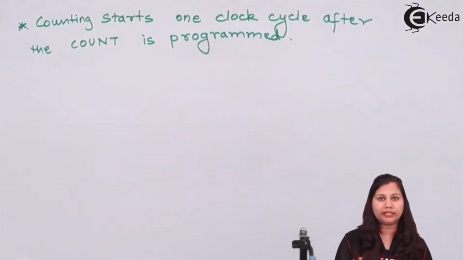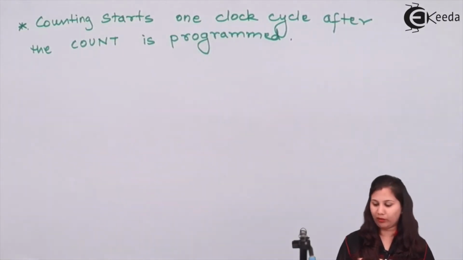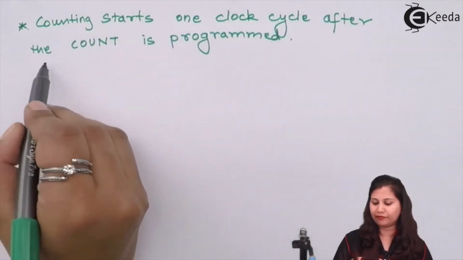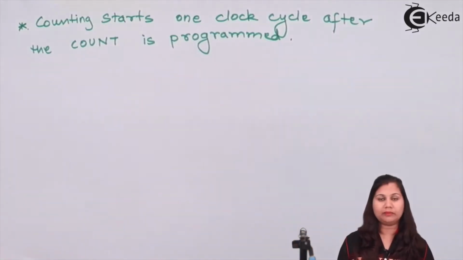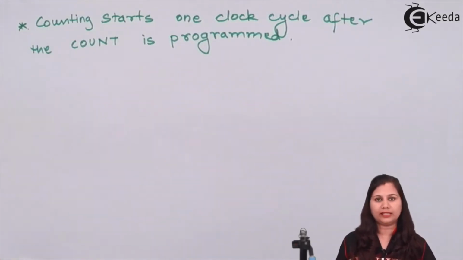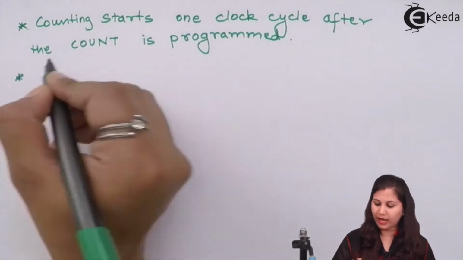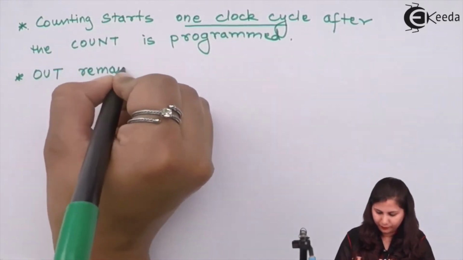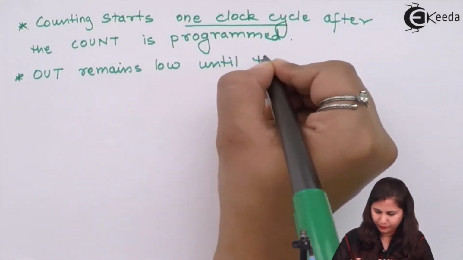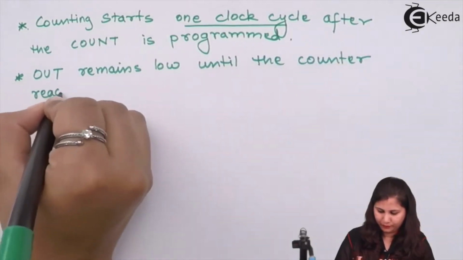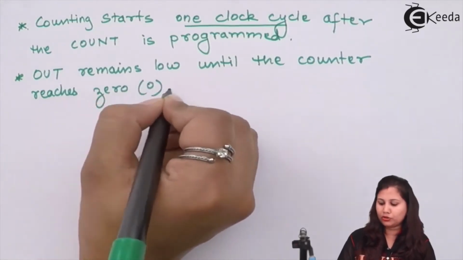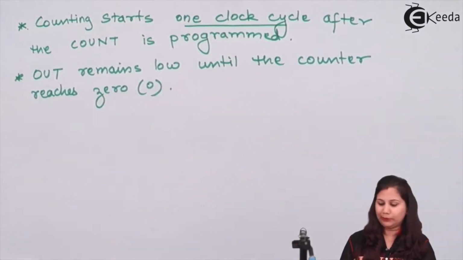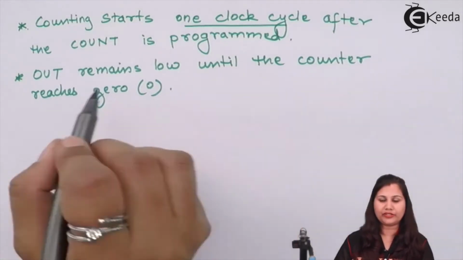So the counting, or the decrementing of the counter, means decrementing it by 1. It will start one clock cycle after the count is programmed. So it means that when the count is loaded, then after one clock cycle, the decrementation of the counter is initiated. So it will start after one clock cycle. The output signal of the counter will remain low until the counter reaches 0 value.